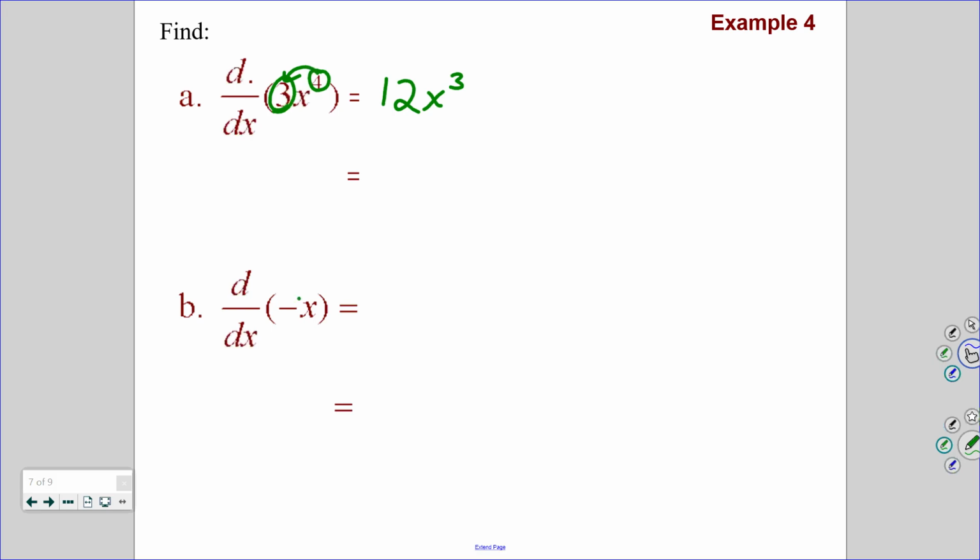Okay, same idea over on this one. This is like x to the first. I take 1 and I multiply it by -1. And then I have the x. I subtract 1 from the power. x to the 0 is 1. 1 times -1 would give me -1.